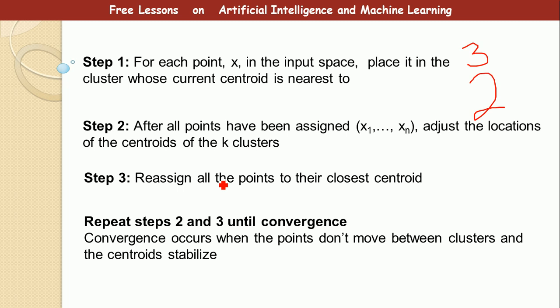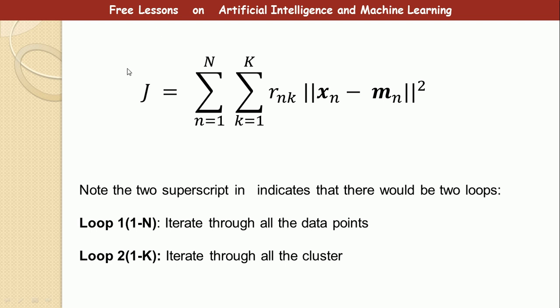The step 3 says you assign all the points to their closest centroids. Don't worry if you don't get it now, I'm going to explain it more, and it becomes clearer when we look at an example. Then repeat step 2 and 3 until convergence. Now, if you are taking a course on k-means clustering, try to memorize this formula. I'm not going to explain everything about it, but I'm just going to explain to you that this formula helps you to determine which cluster to assign the value of xn.